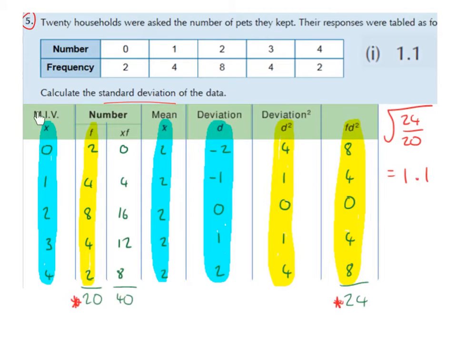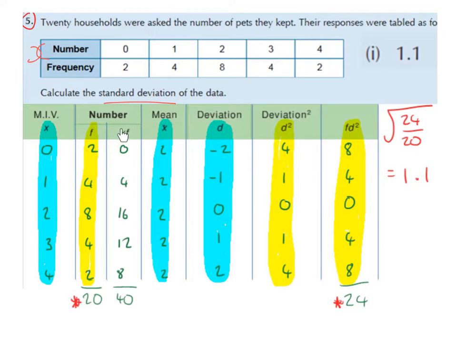So this is our table that we set up. So MIV again stands for mid-interval value, or midpoint. Since we don't have a grouped frequency table, we don't have to find the midpoint, so we just list our x values. So our x values are 0, 1, 2, 3, 4. Our next column is F, so for frequency. So we've got 2, 4, 8, 4, 2.